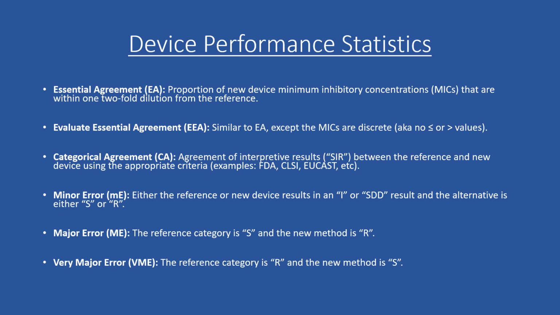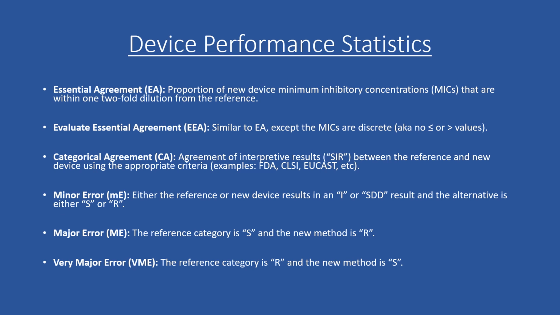Essential agreement, or EA for short, is reporting the proportion of isolates that fall within 1 two-fold dilution of the reference MIC. So if your reference MIC is 2 mg per liter, then the test method must be either 1 mg per liter or 4 mg per liter to be within essential agreement. Evaluable essential agreement, or EEA, is only calculated for MICs that have a discrete value. So any MICs containing less than or equal to or greater than or equal to signs are not considered for this statistic.